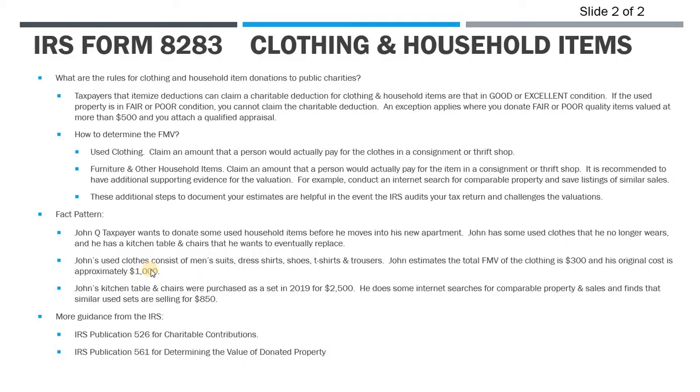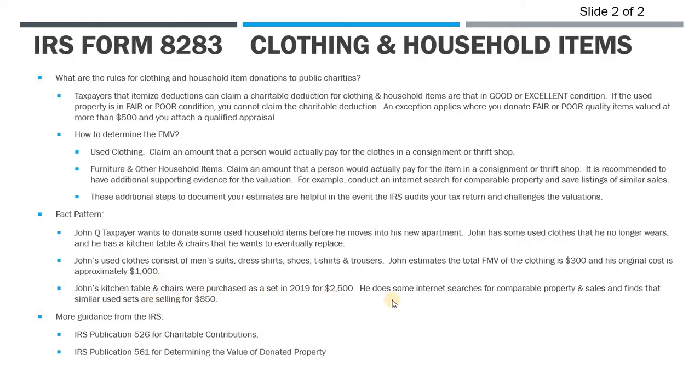Right, so he looks at the used clothing, and it's got some suits in there, dress shirts, shoes, t-shirts, and he estimates that the total fair market value of all these items that he's going to donate in just one go is $300. And then he also kind of estimates, well, I think I originally paid about $1,000 for all these, right? Think about the big items first. So what did I spend on this suit? And then maybe my t-shirts are $25 a piece when I originally paid for them. So I got $1,000 somewhere in there.